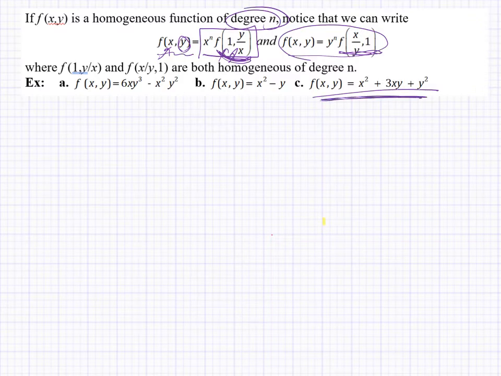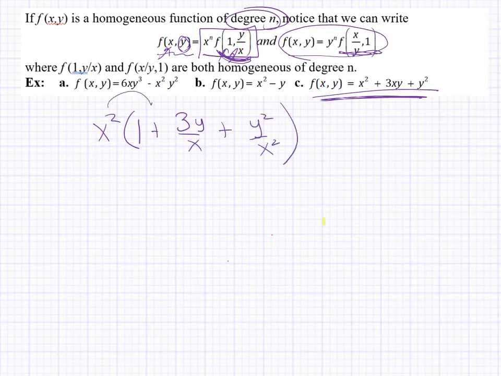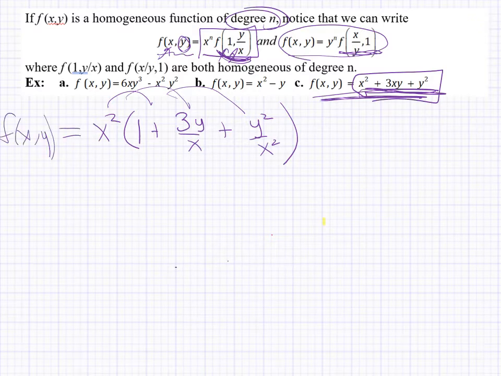So what I can do here is pull out an x squared, in which case I would get x squared times 1 plus 3y over x plus y squared over x squared. And how do I get that? Because if I distribute this back in, I have to get this function, right? This is the same thing. This is still f of x, y, right? It's still the same function, I'm just writing it in a different way.